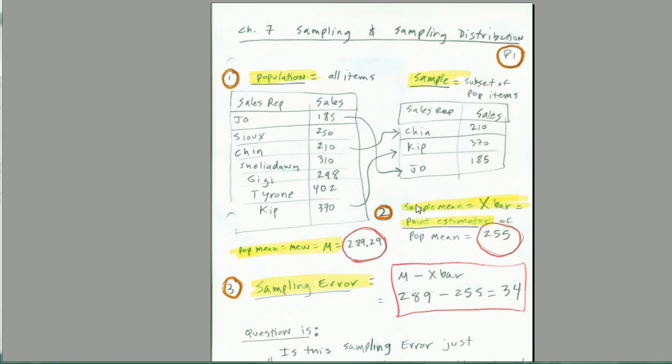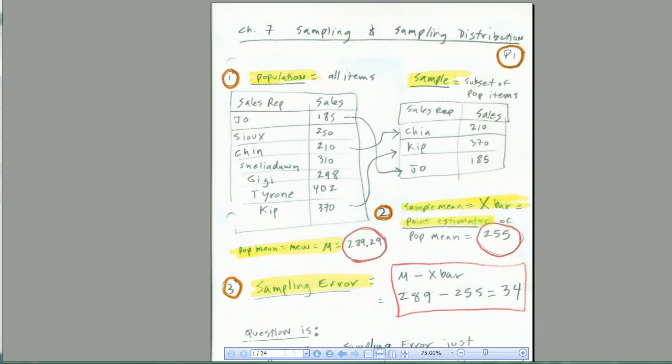Now what happens is we have a population mu, our mean of all of these sales values, $289 approximately, right? Well, when we took a sample and calculated mean X bar, we got what's called a point estimate of our population mean, our X bar, 255. Well, what's the difference between these two things? It's called sampling error. And we can see it's $34.